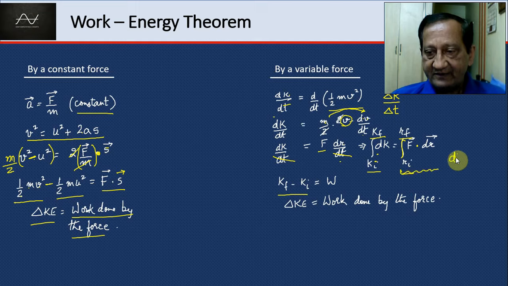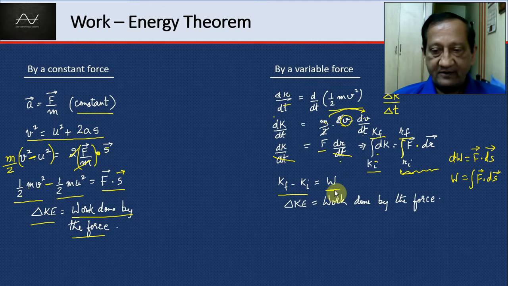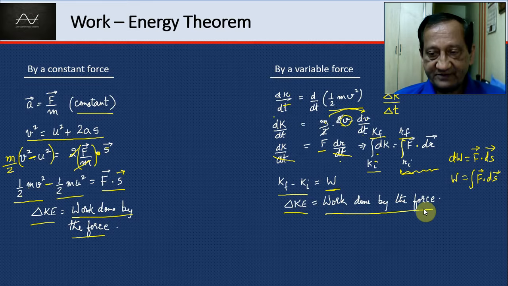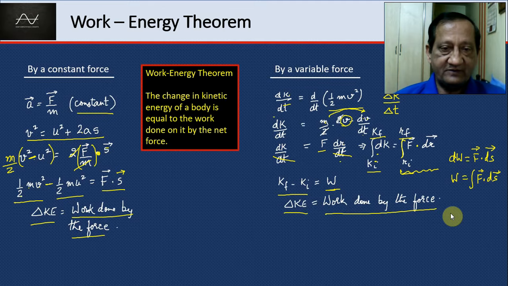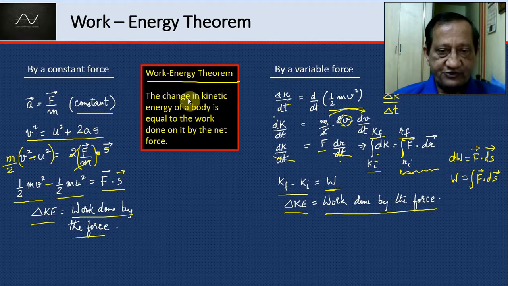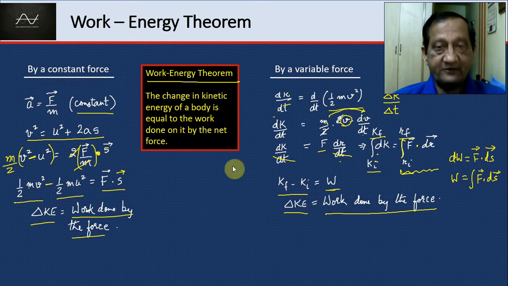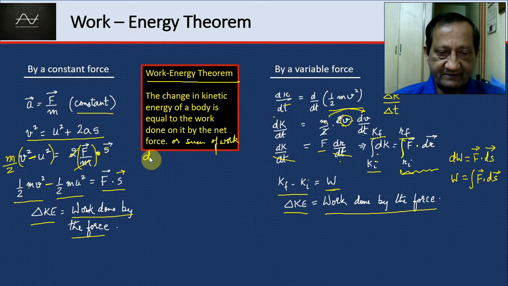We had written earlier, remember, dw is equal to f dot ds, and w is equal to the integral of f dot ds. So on the right hand side, we have got the w. W is equal to Kf minus Ki, that is nothing but the same expression. So the work energy theorem is this: the change in kinetic energy of a body is equal to the work done on it by the net force, or the sum of work done by all the forces. It is the same thing.